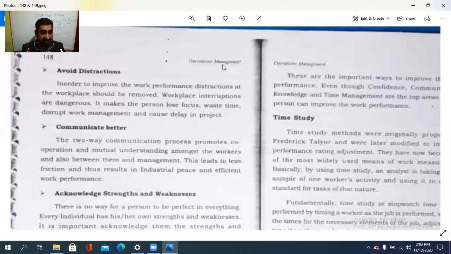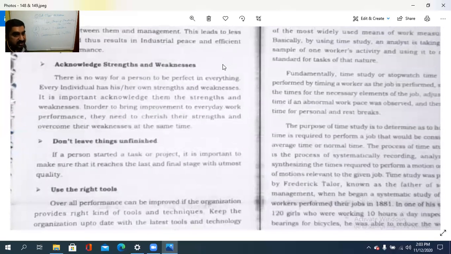That promotes better cooperation and mutual understanding among the workers and also between the workers and the management. Better cooperation between the workers and management is essential for such an improvement of the work performances. This leads to less friction and thus results in industrial peace and efficient work performance also. That is communicate better. Then acknowledge the strengths and weaknesses.